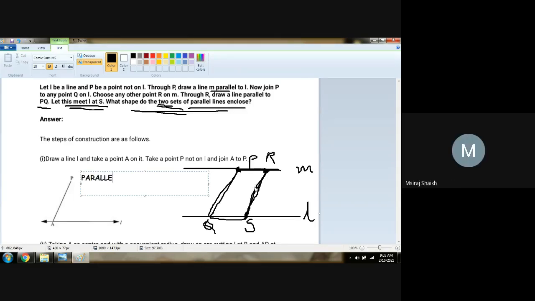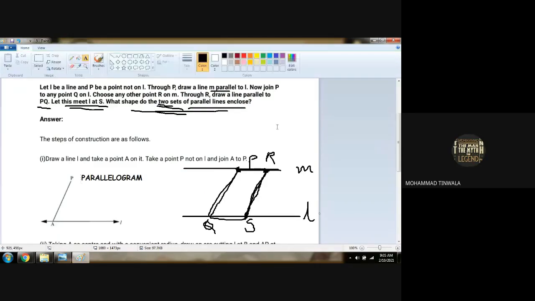Rhombus. In a rhombus, do two sets ever come? All four sides are equal in a rhombus. Rhombus is one kind of square which is in the slant form, and what is the slant form of a rectangle called? Parallelogram. So this is the slant form of a rectangle. Two opposite sides are equal, but it is in the slant form, which is known as a parallelogram. Yes, understood or not?